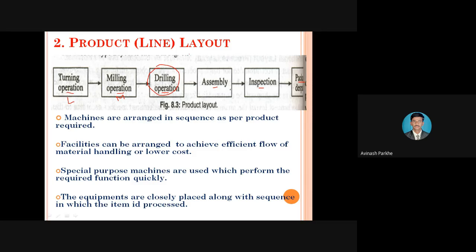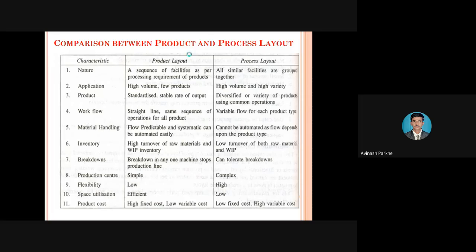So these are the basic things related to the product layout or the line layout. And what is the basic difference between process layout and product layout? That difference I have also explained through the advantages and disadvantages. In addition to that, here I have also represented the comparison between the product layout and the process layout.